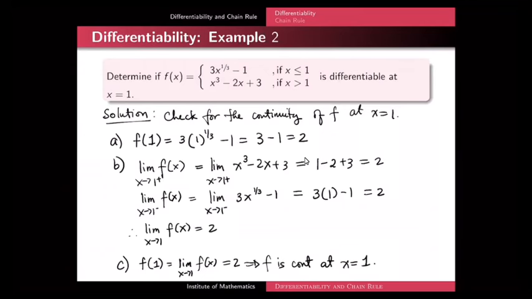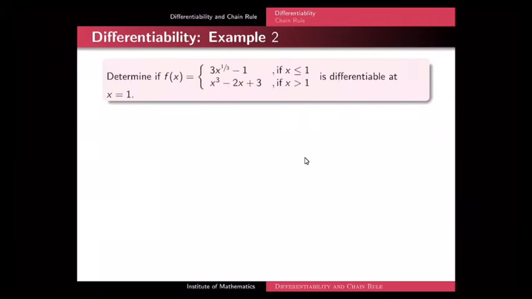proceed to its differentiability. Again, being continuous does not mean that a function is also differentiable at a particular point. So we have to check also for the differentiability. Okay. So to check for the differentiability, we now compute for f prime of x. So what is f prime of x?